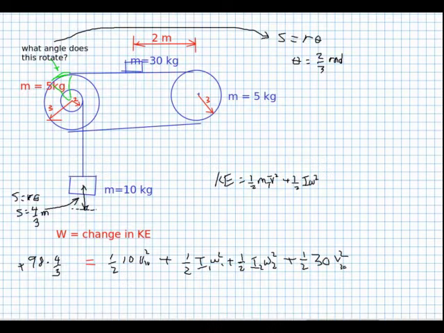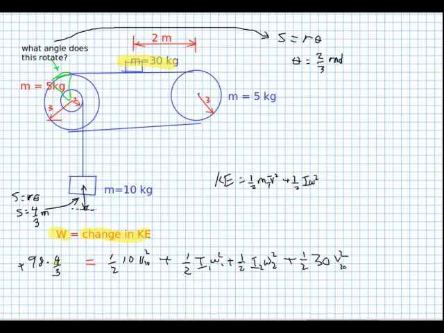So for this problem, I'd like to find the work done on the system, set that equal to the change in kinetic energy of the system, and use that to find the velocity of this 30 kilogram block. Okay, first, what's the work done on the system? Well, the work done on the system is the force of gravity pulling this 10 kilogram mass down. There are lots of other internal forces in the system, but we're looking at the net work done on the system, which is just this force of gravity pulling this 10 kilogram mass down.